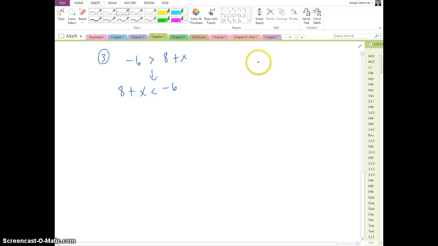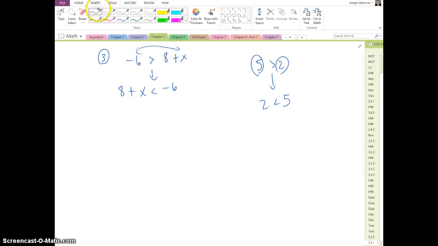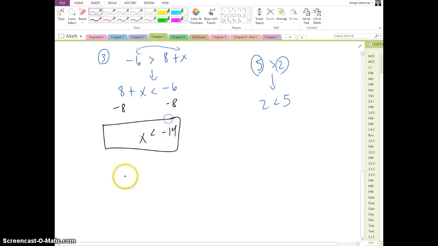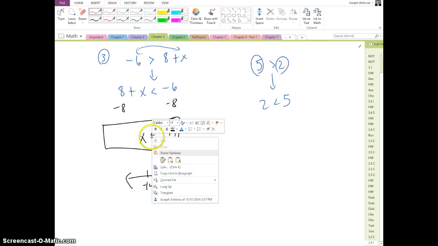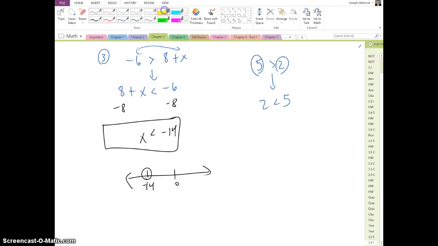The reason why we would say that is because if you have 5 is greater than 2, and you wanted to swap the 2 and the 5, this would have to change to less than. So if we change the sides right here, the symbol has to change. Very quickly, this is positive 8, so we want to subtract 8 from both sides. We have x is less than negative 6 minus 8, which is negative 14. We'll graph our answer, which starts at negative 14. It's less than, so it's an open circle, and it shades to the left. And there you have it.